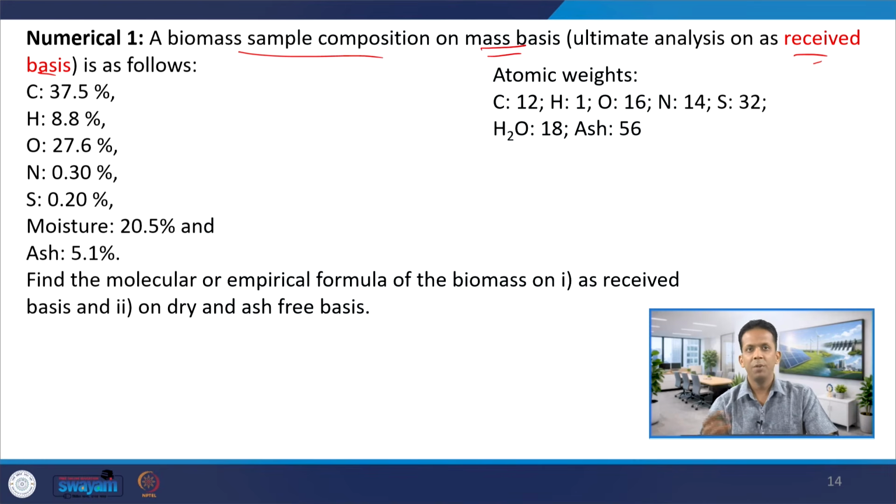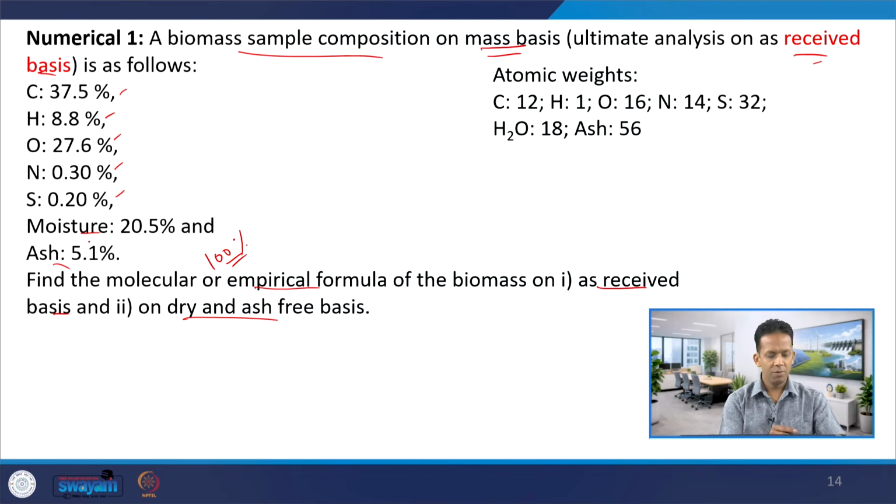There may be other bases, like dry basis, where we neglect the moisture content. If it is dry ash free basis, we neglect moisture as well as ash. So carbon, hydrogen, oxygen, nitrogen, sulfur, moisture and ash are known. Addition of these comes out to be 100, so it is on the received basis including all the possible components. Find the molecular formula on received basis and on dry and ash free basis.